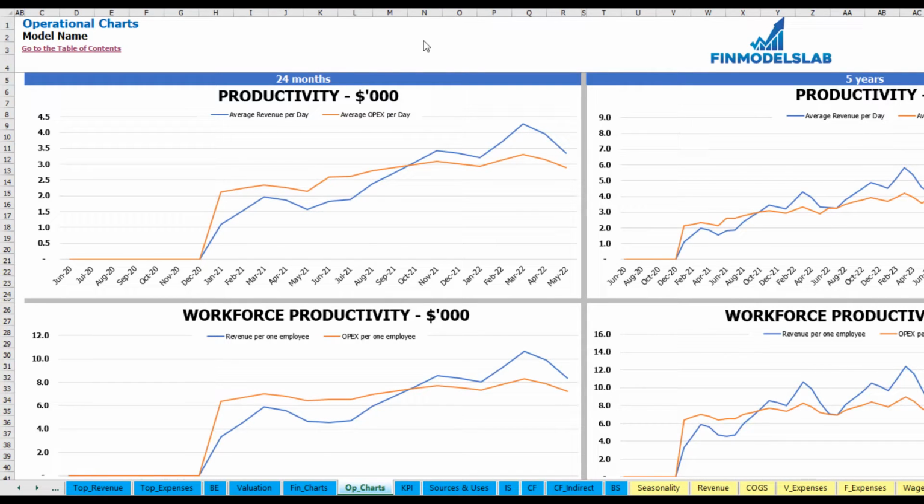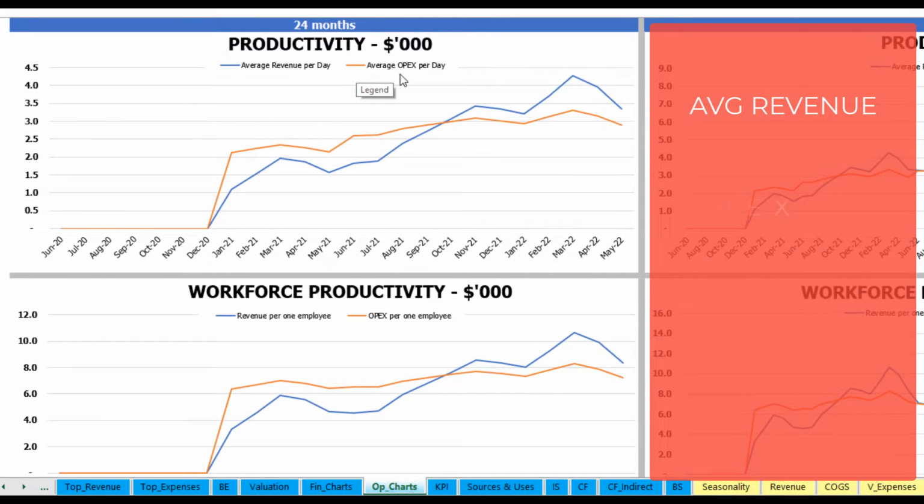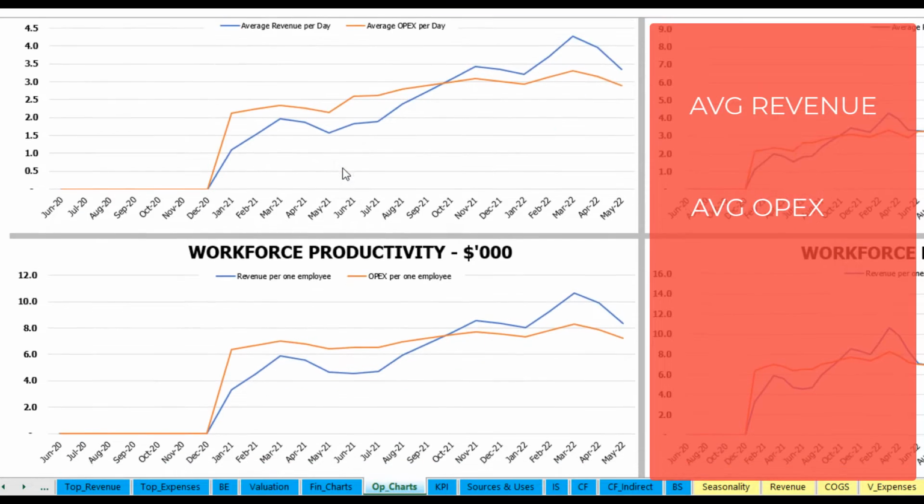On the operational charts, you may see the main operational KPIs in 2 sets of charts for 24 months and for the 5 years, broken down by months. So on the first couple of charts, you may see the average revenue per day and average OPEX per day, which is the blue line and orange line.